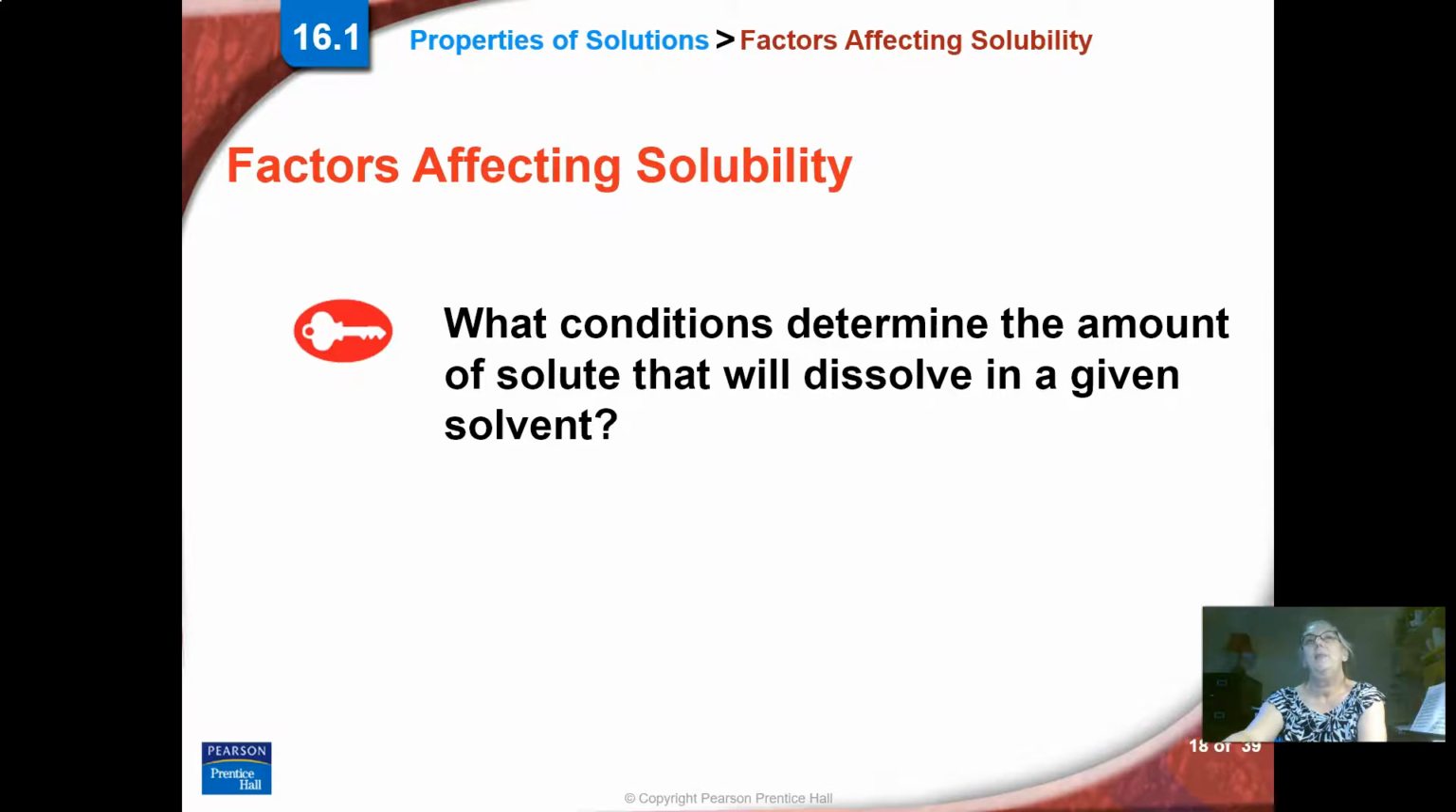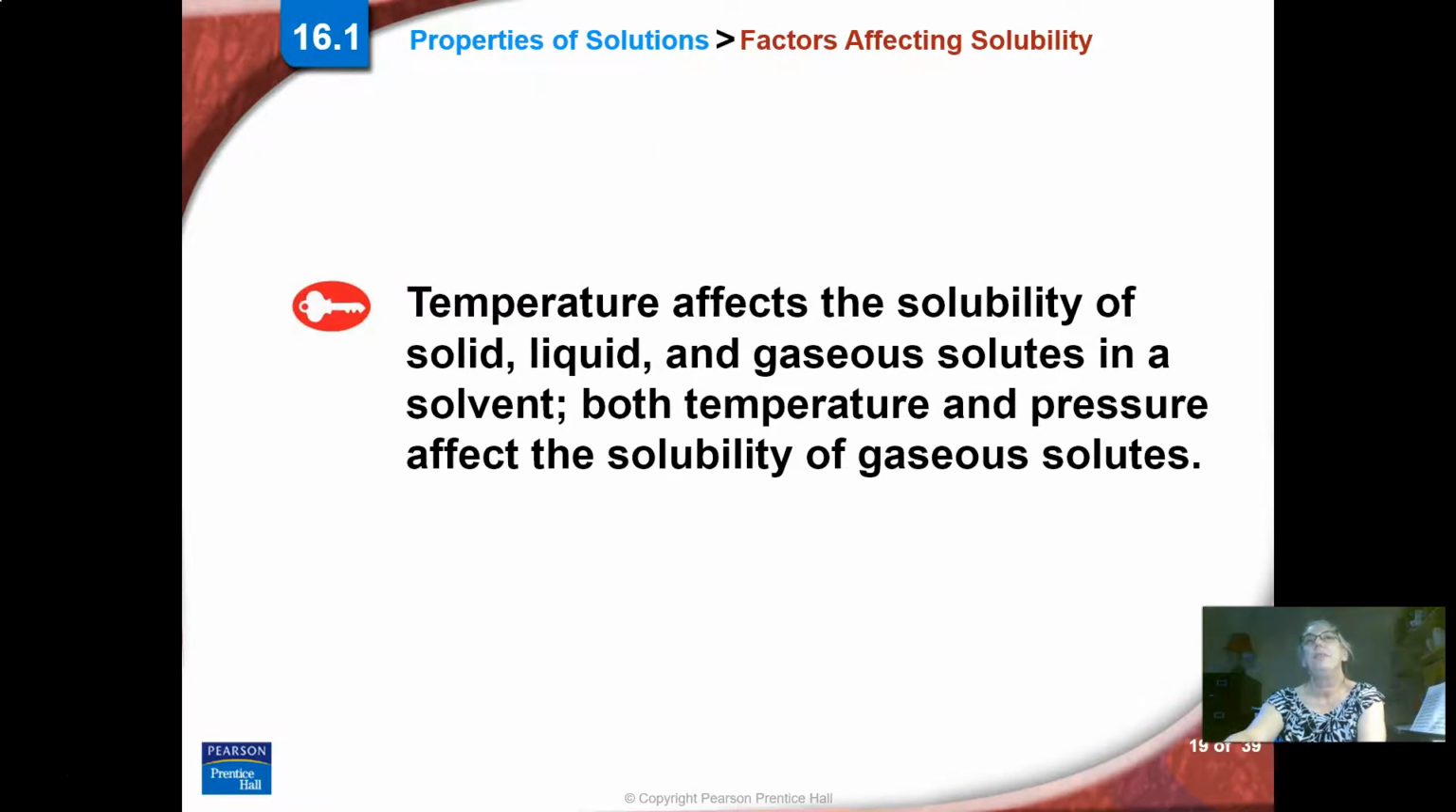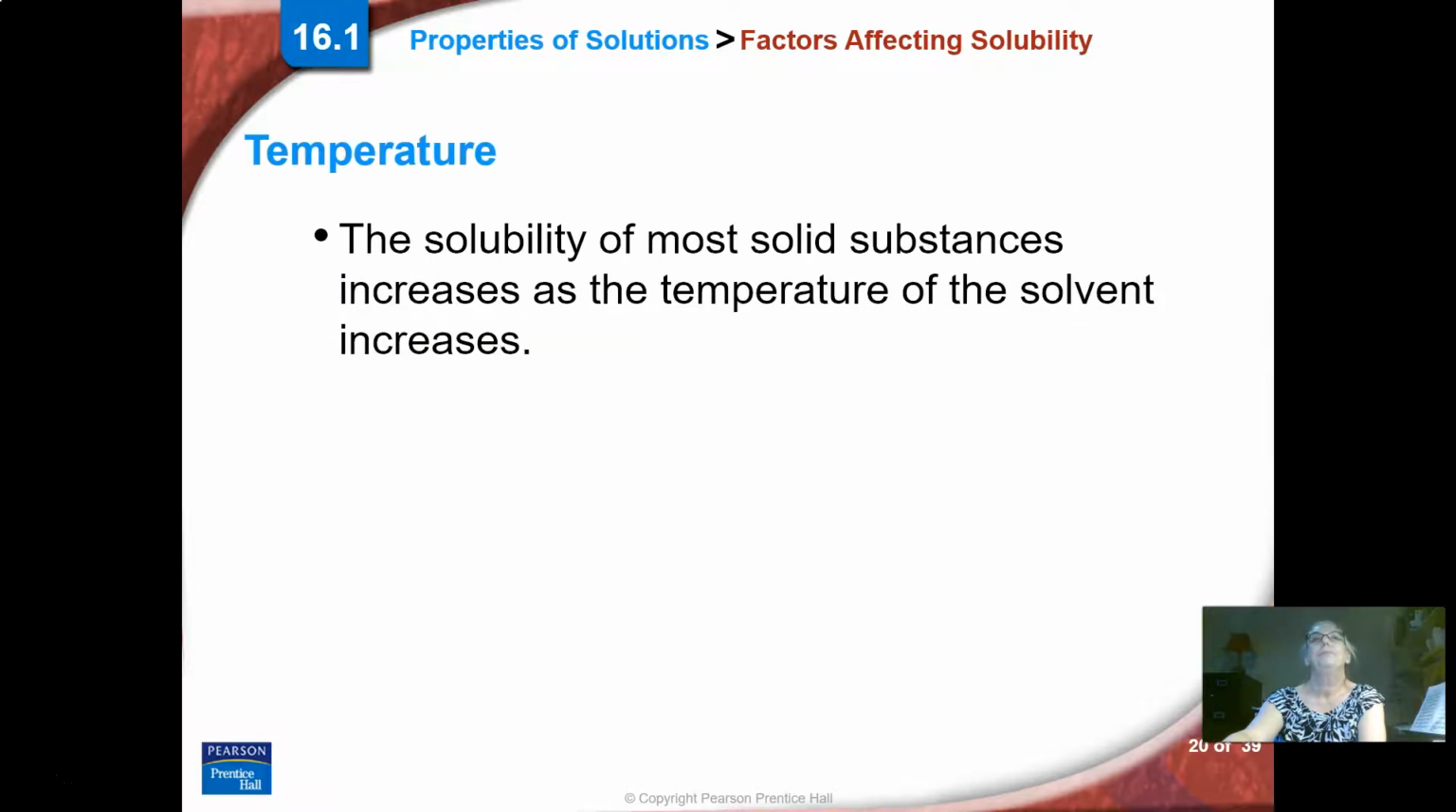What determines how much solute you can dissolve in a solvent? What are those factors? So temperature will affect it. Pressure will affect it if you're talking about gases going into a liquid. So if you have a soda, for example, it matters how much the soda temperature is, whether you'll have lots of carbon dioxide dissolved or not.